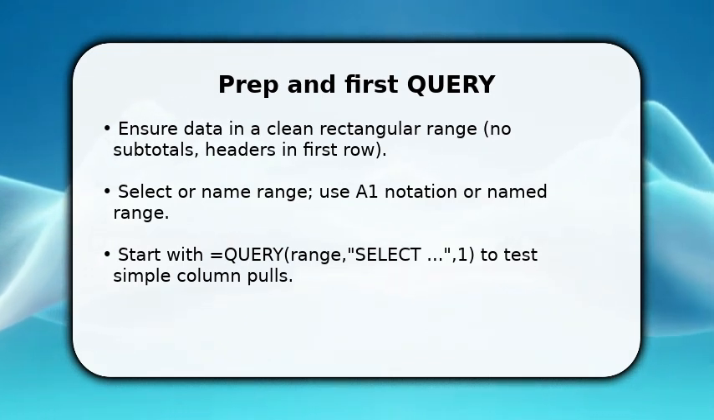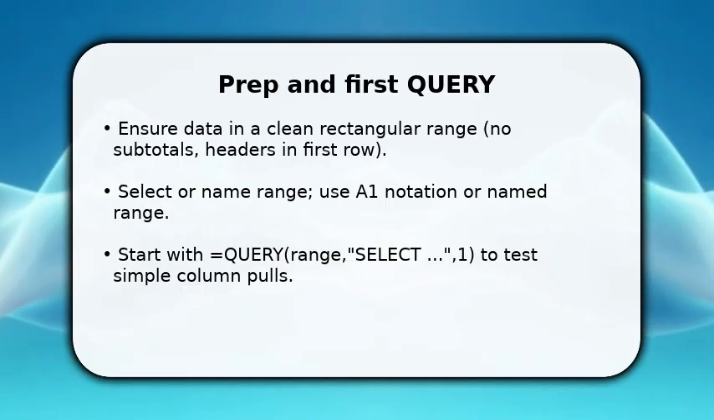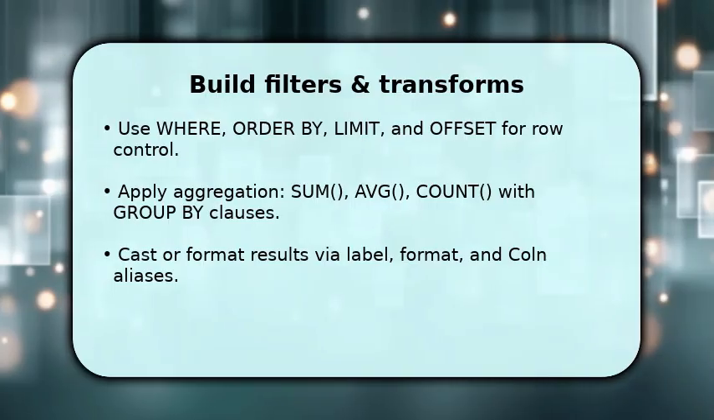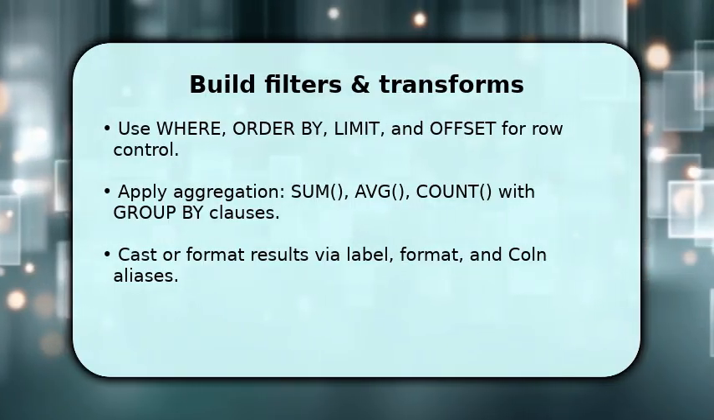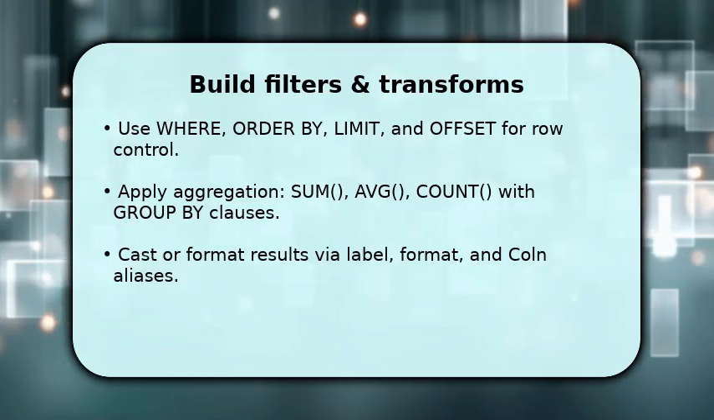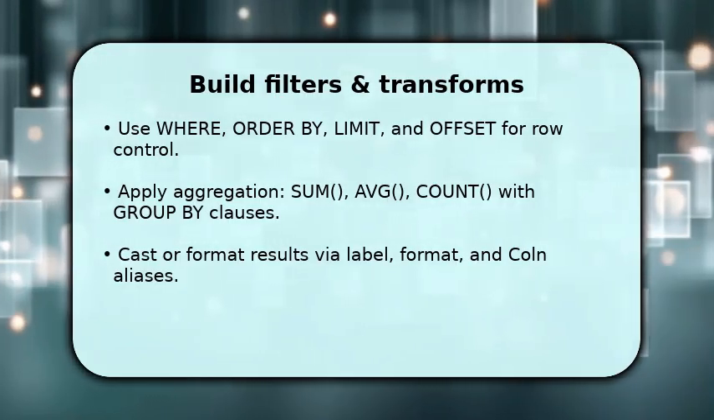Now expand the query. Combine where clauses with order by to sort results and use limit or offset to page data. This keeps Sheets responsive. When you need summaries, wrap columns with SUM, AVG, count, and add group by to collapse rows by categories.